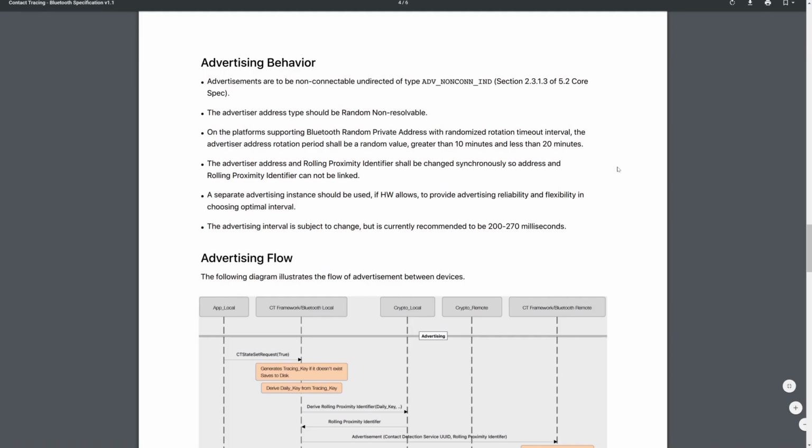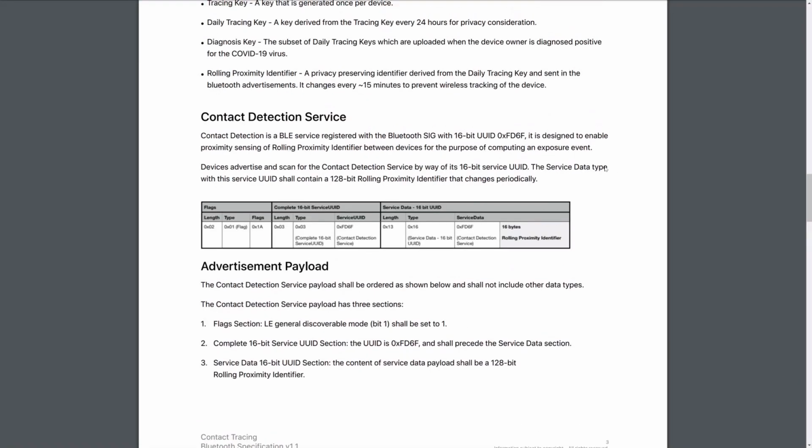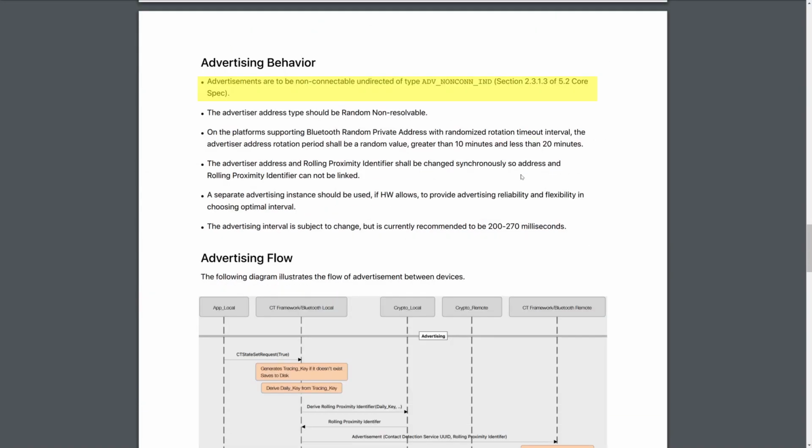Now, we can look at the actual advertising behavior and the advertising flows. This is how your phone will behave in advertisement mode for the contact detection service. The advertisements are to be non-connectable, undirected. Basically, the advertisement cannot result in a connection to the device. It's a broadcast out into the world. Anyone who is in range of your Bluetooth device and has the capability of reading that Bluetooth signal can read your advertisement, but they cannot use it to then connect to your device.